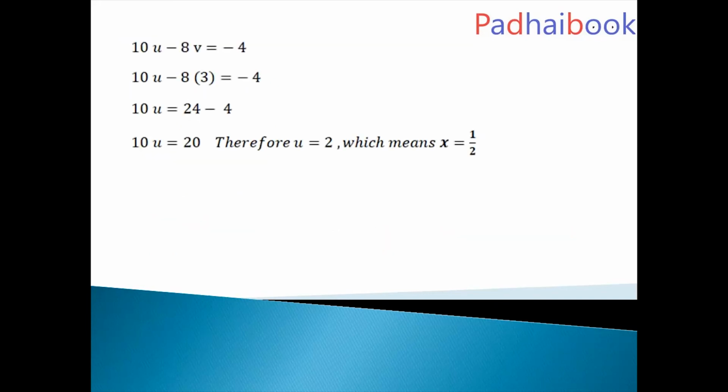Now after getting the value of y, I have to find the value of x. So in one of the equations, I have substituted the value of v. The v was 3. So 10u minus 8 into 3 is equal to minus 4. So 10u is equal to 24 minus 4, which is 20. So u is equal to 2, which means x is equal to 1 by u. So x is equal to 1 by 2.